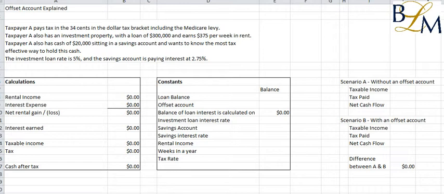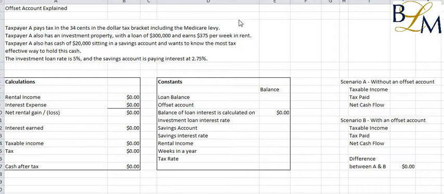So in this scenario, we have taxpayer A. They're paying tax in the 34 cents tax bracket. This includes the Medicare levy. Taxpayer A has an investment property. The property has a loan balance of $300,000 and also earns rental income of $375 per week. They have cash of $20,000. It's currently sitting in a savings account, and they want to know, as I said, the most tax-effective way to hold this. So the investment loan is paying interest at 5%, and the savings account is earning interest at 2.75%.